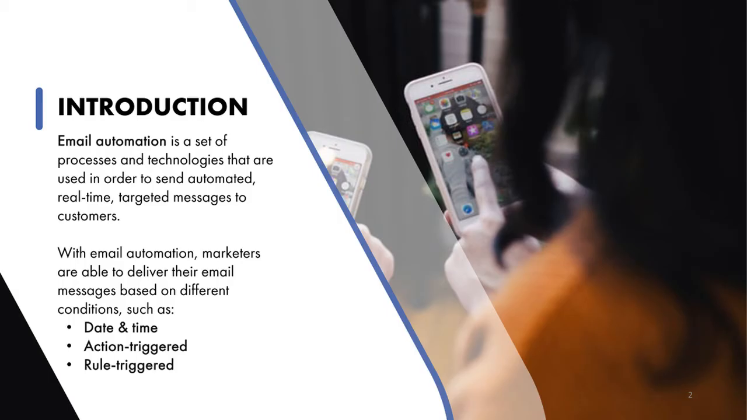So email automation is a set of processes and technologies that are used in order to send automated, real-time targeted messages to customers. These messages help you build your relationship with the customers, but also maintain their loyalty and engagement. With email automation, marketers are able to deliver their email messages based on different conditions. For example, you can choose to send your email based on the date and time. Let's say that every Monday morning, your customers will receive a weekly email from you.